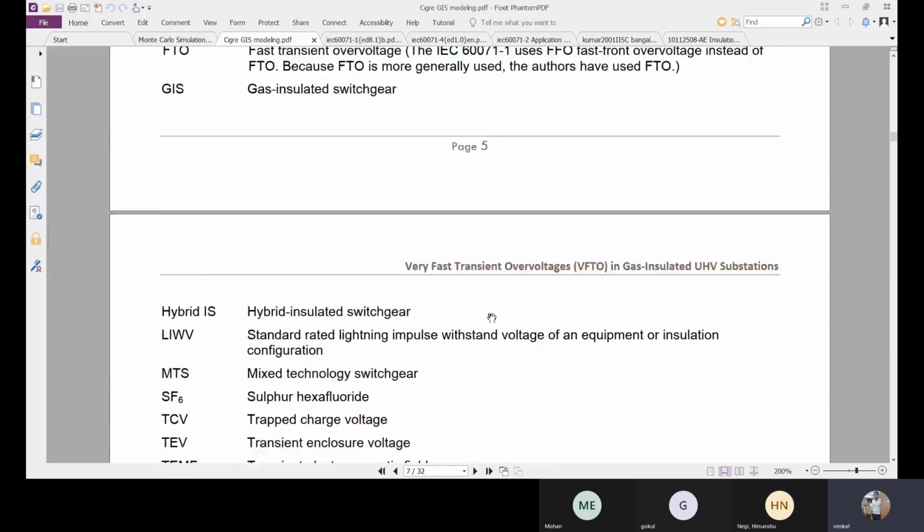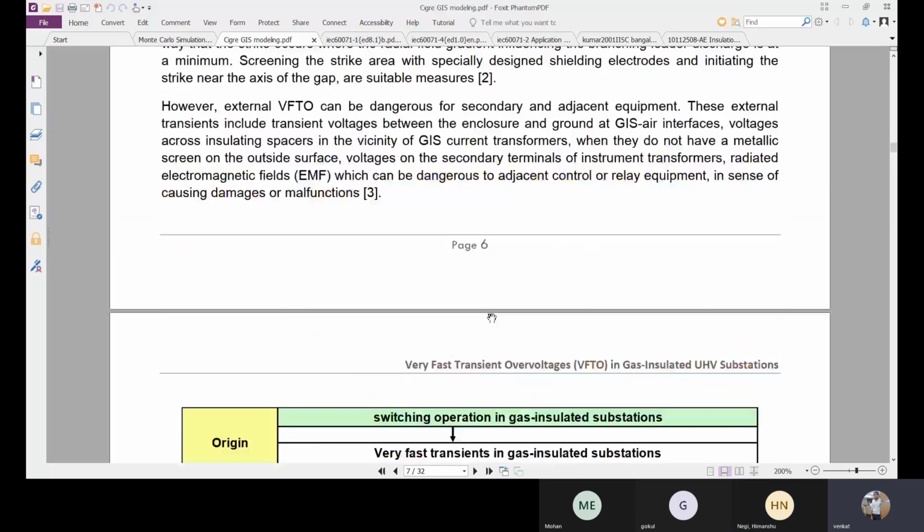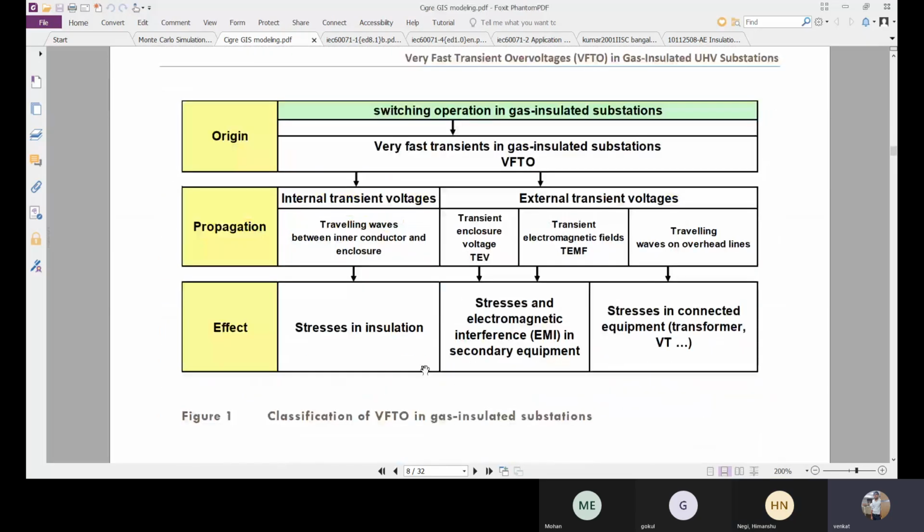Just a minute. Can you see this? These are all the classifications of VFTO. Yes. Okay, the main operation is the operation of this disconnector. But what they have done is differentiate it into two types: internal transient voltage and external transient voltage.